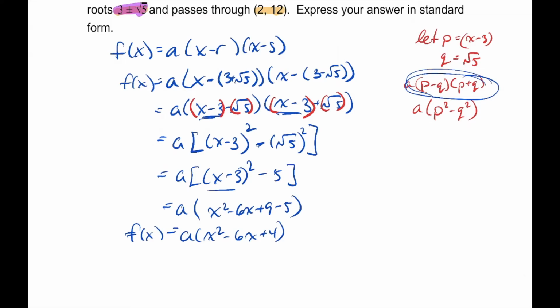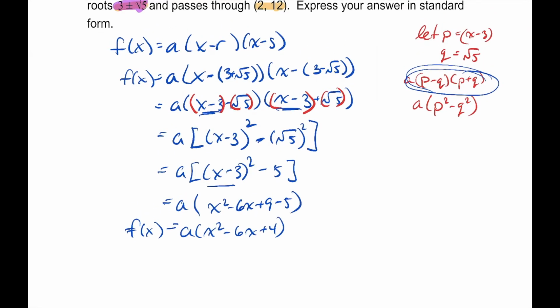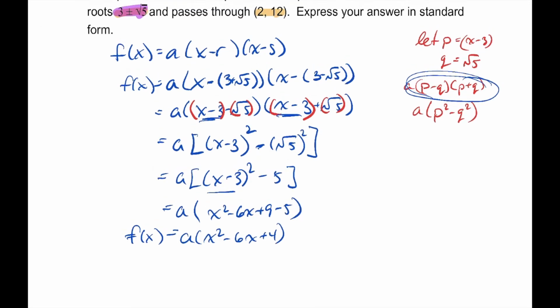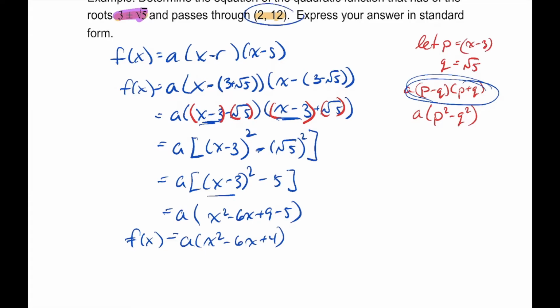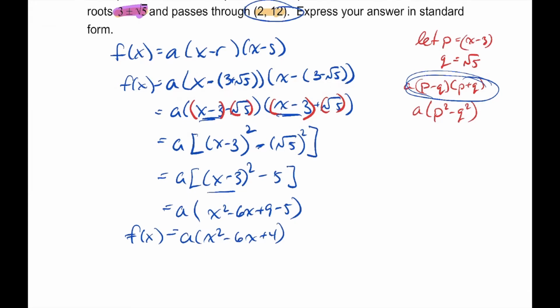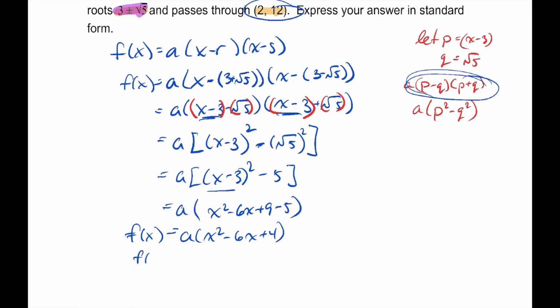So a little bit of work to get there, but not too bad if we kind of see the pattern in there. And now, like before, we need to determine the a value. So here we're told that it passes through the point (2, negative 12). So here we're saying that f of 2 is negative 12. So we're going to plug in 2. Here's a times (2 squared minus 6 times 2 plus 4), and we're saying that the answer to that is negative 12.